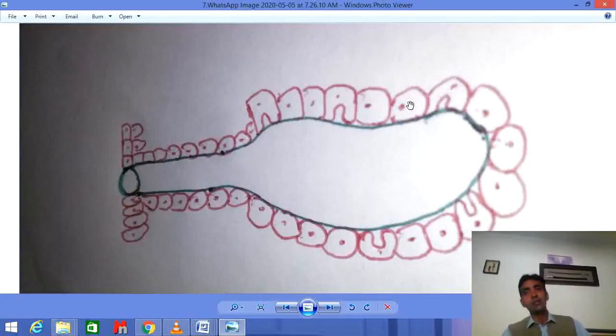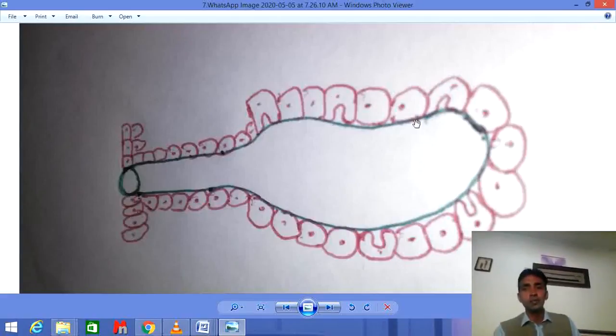The G cell is responsible for production of gastrin, and this gastrin is responsible for the activation of the parietal cell. This activates the parietal cell to secrete HCl. Gastrin is actually a hormone, so hormone will not be secreted into the lumen. Hormone will be secreted to the blood vessel, absorbed into the blood vessel, and come back to the parietal cell. It will only and only activate the parietal cell to secrete the HCl.